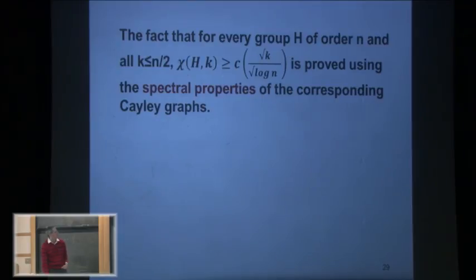One of the lower bounds that was true for every group is that for every group H of order n, and for all admissible values of k, we said that with high probability, the chromatic number of H with respect to k randomly chosen elements and their inverses is at least a constant times square root k over square root log n. We want to prove it using the spectral properties, or the eigenvalues, of the adjacency matrices of these random Cayley graphs.